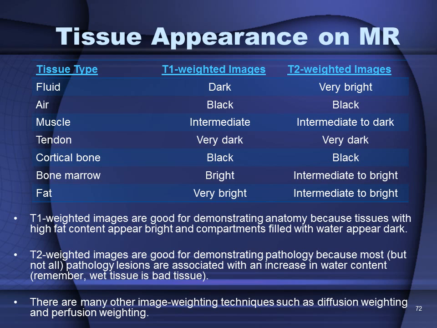T1 weighted images are very good for demonstrating anatomy because tissue with high fat content appears bright and compartments filled with water appear dark. This is in contrast to T2 weighted images, which are very good at demonstrating pathology because most, but not all, pathological lesions are associated with an increase in water content. And remember, water or fluid is bright on T2, or in the case of the patient, wet tissue is bad tissue.